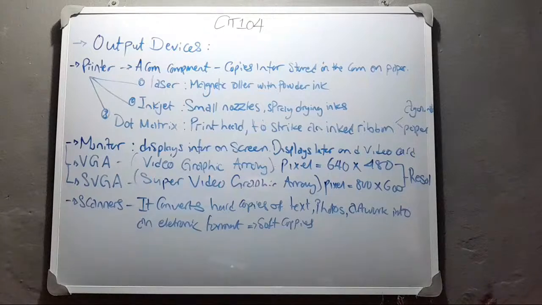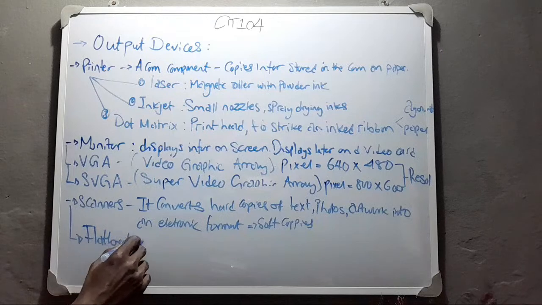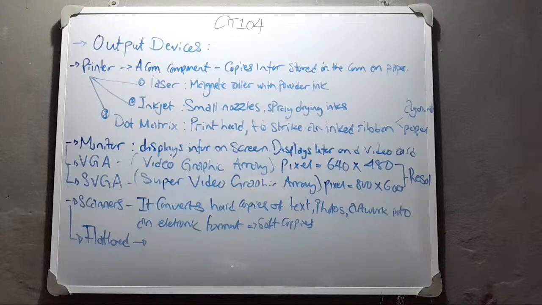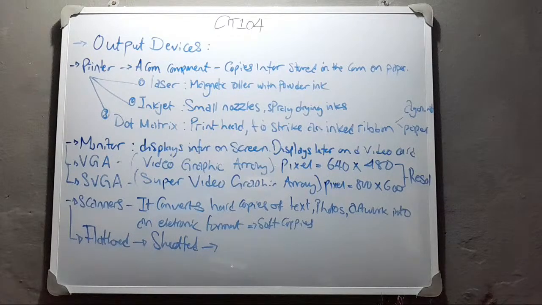Now we have the types of scanners. We have the flatbed. Just like the name says, it is flat like a bed. It looks like a photocopier. You lay the item to be scanned on a glass plate, and the scanning passes below the glass. Then we have the sheet fed, which looks more like a fax machine.